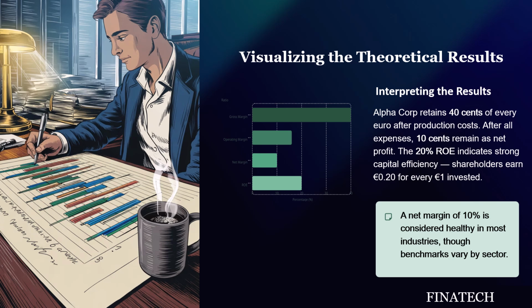Shareholders earn 0.20 euros, 20 cents, for every 1 euro invested. That means a net margin of 10% is considered healthy in most industries. Good benchmarks vary by sector.